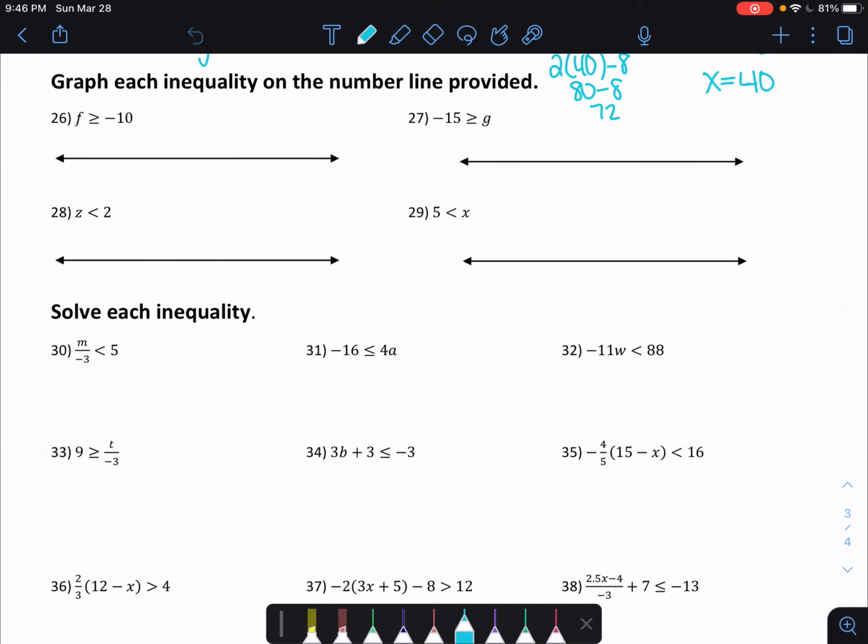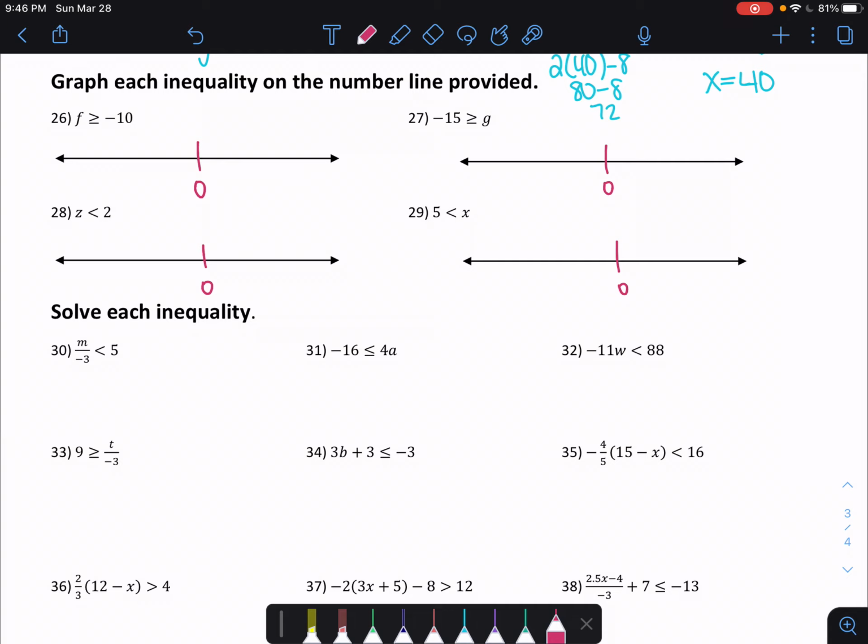All right, on to the inequalities portion of your practice test. So the first four questions, 26, 27, 28, and 29, are all about graphing. Remember, for me, graphing can be as simple or as complicated as you want. One thing I do expect to see on every graph is 0, and then that number's relationship to 0.